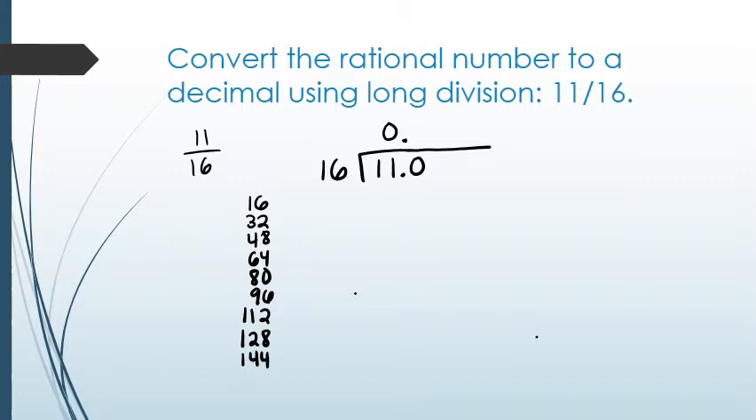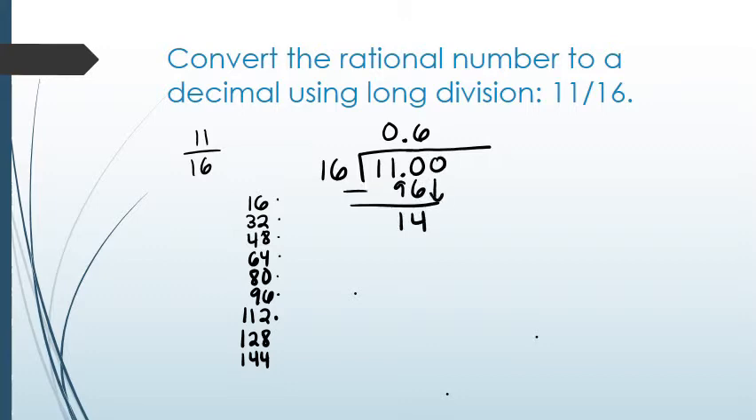So at this point, 16 goes into 110. 1, 2, 3, 4, 5, 6, 7. Oh, 7's too many, so 6 times. So 6 times is 96. I'm going to subtract and I get 14.